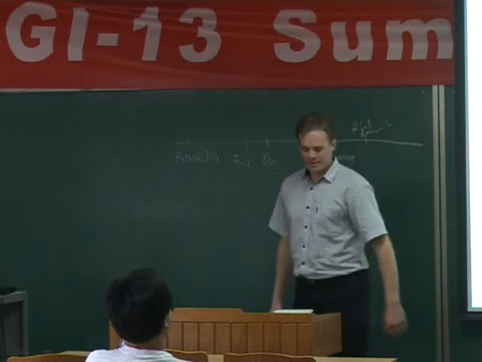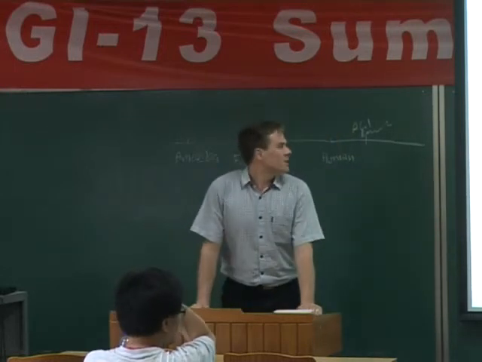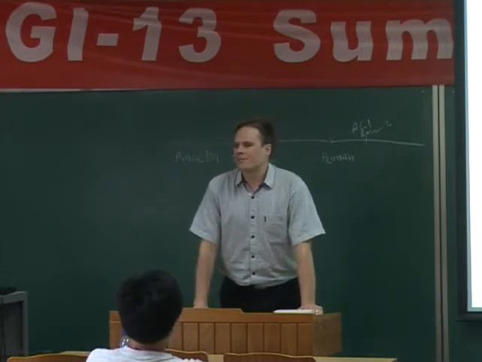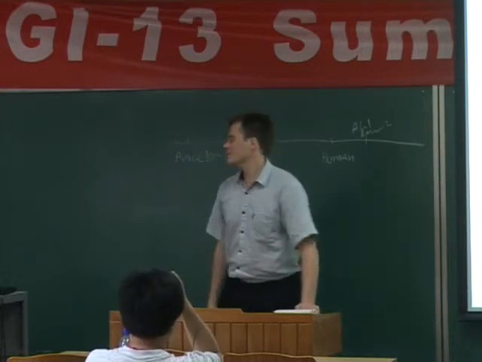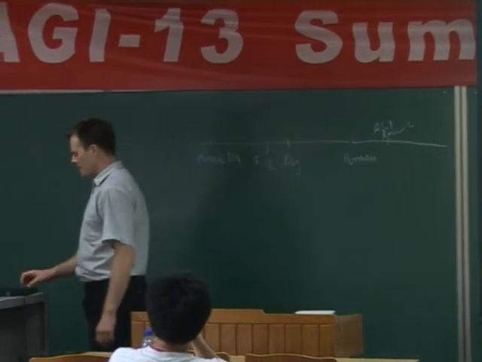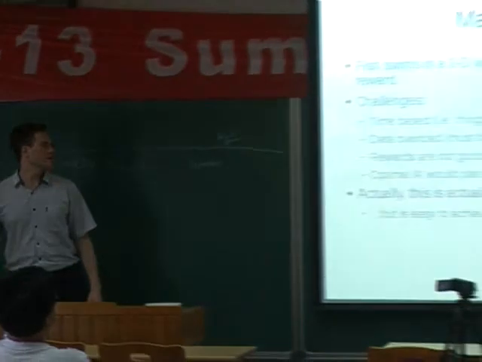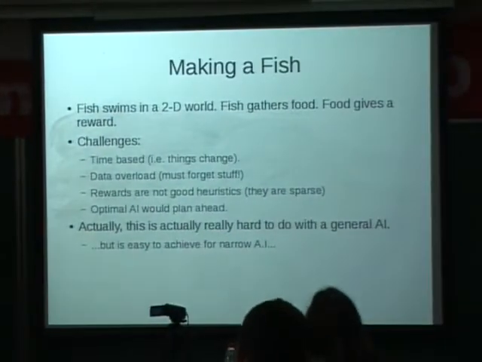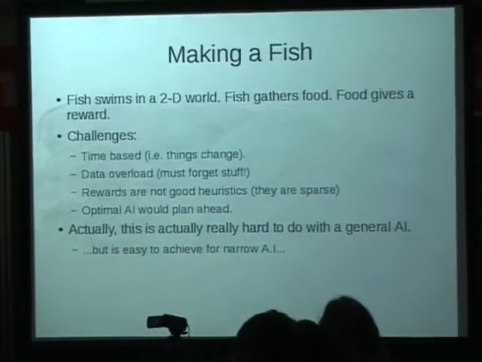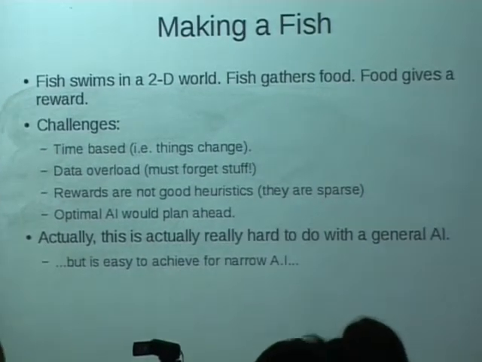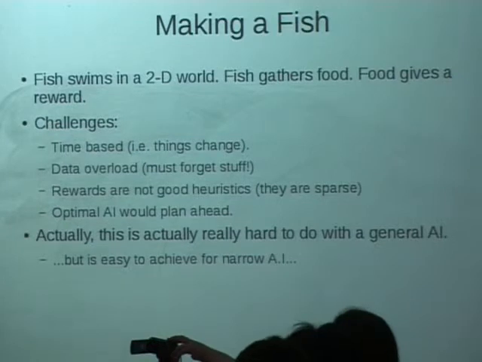So step one, rather than start with something really complicated and doing things like dialogue and working in virtual worlds, do something really simple to start off with, and then add things to it as we go. So, Faish, the namesake, artificial intelligent fish, swims in a two-dimensional world. It gathers food, and every time it gathers food, it gets a little reward.